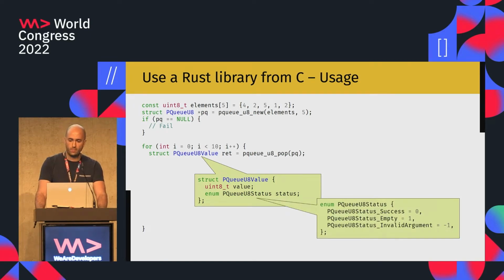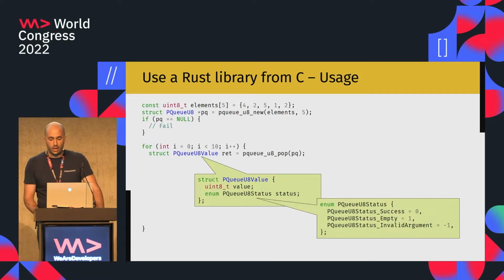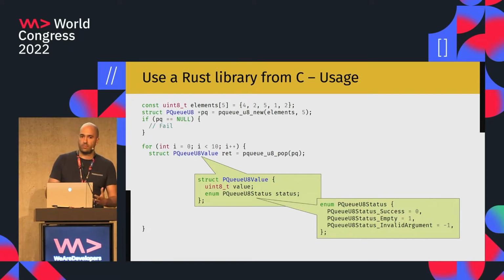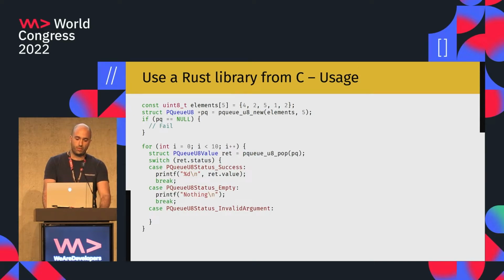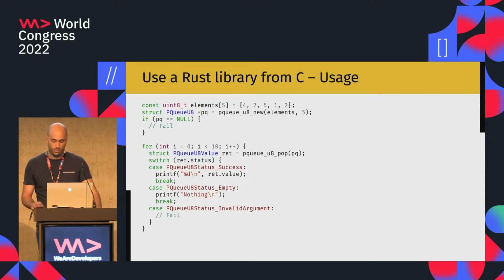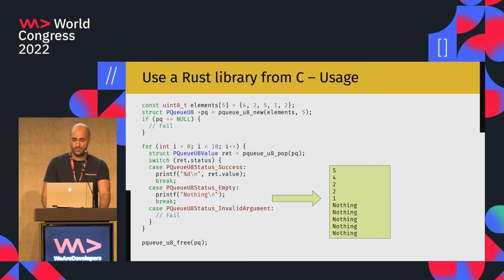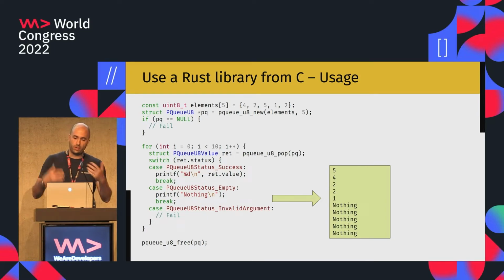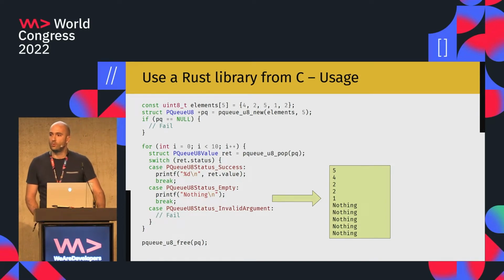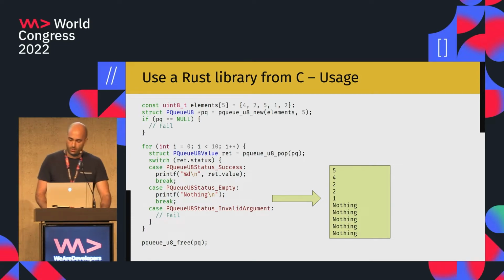The status code could be one of three things. If it's success, it means the value contains something relevant. If it's empty, it means we tried to pop something from an empty queue. And if it's invalid argument, it means we passed an invalid argument to the pop function, such as a null pointer for the queue. We switch over the status. If it's success, we print the value. If it's empty, we print nothing. And if it's invalid argument, we fail in some way. We free our queue. And then if we try to run this, we see that it works correctly. Because we popped more times than we have elements in the queue, we have nothing printed out.